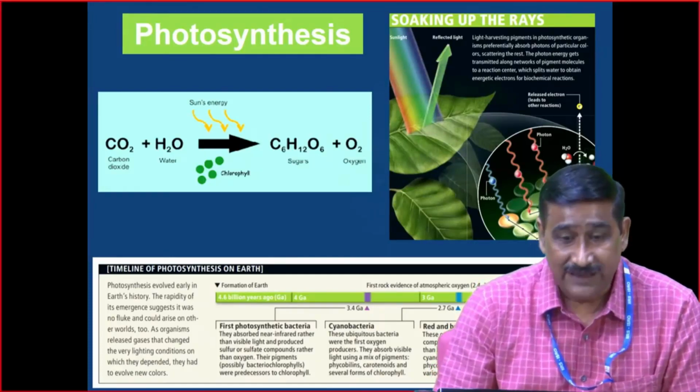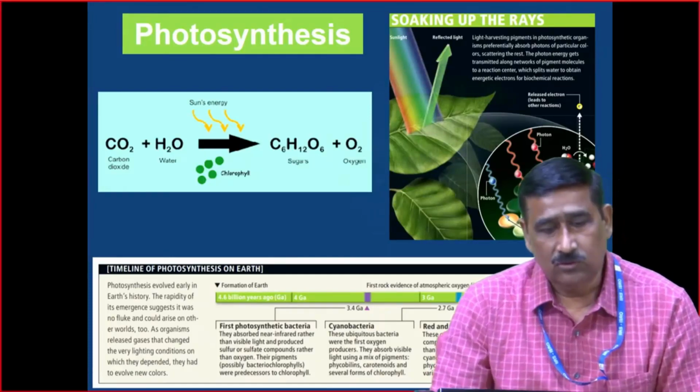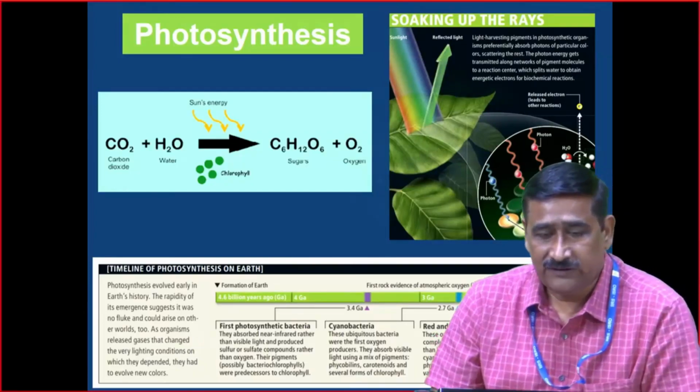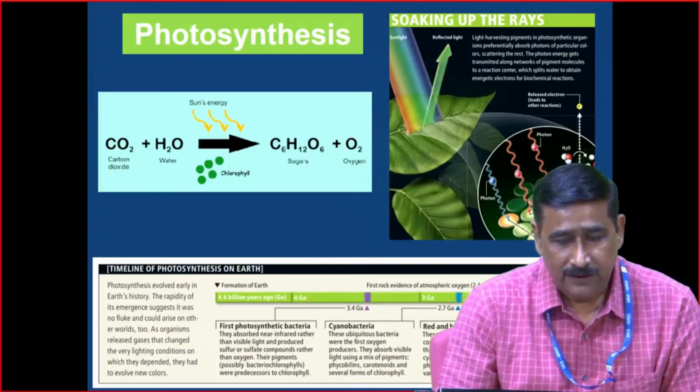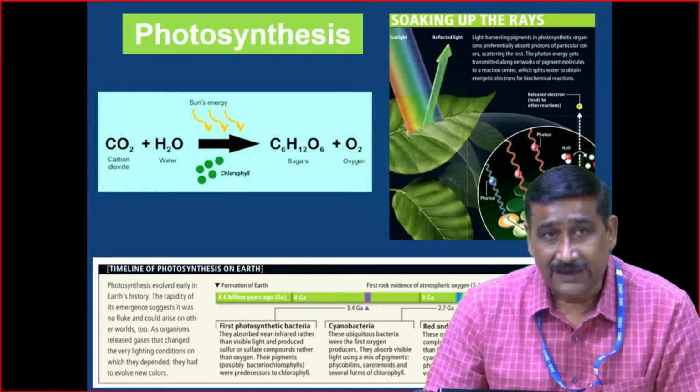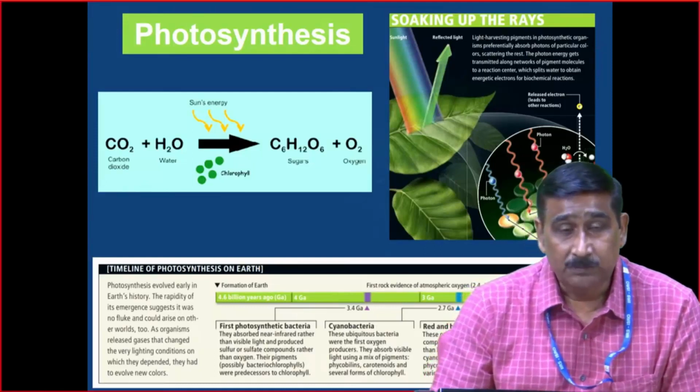And do you know when the first photosynthetic bacteria came? This process came around 3.4 billion years ago.